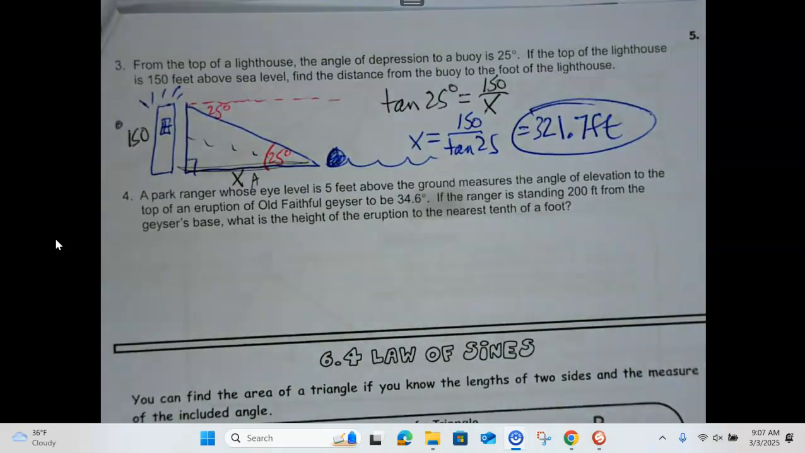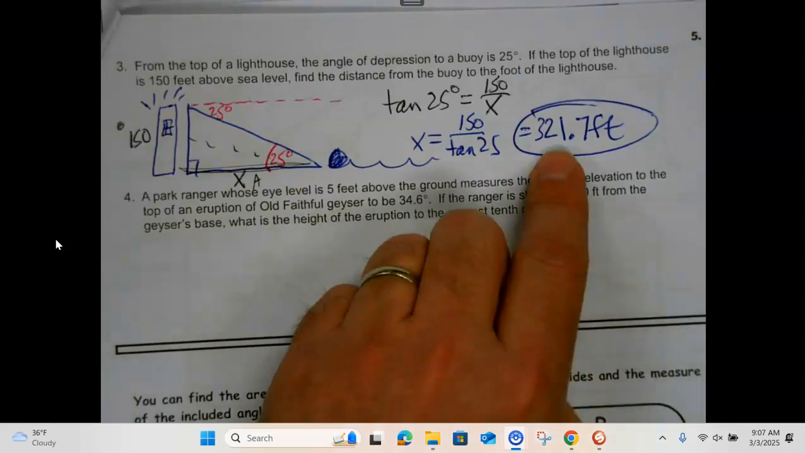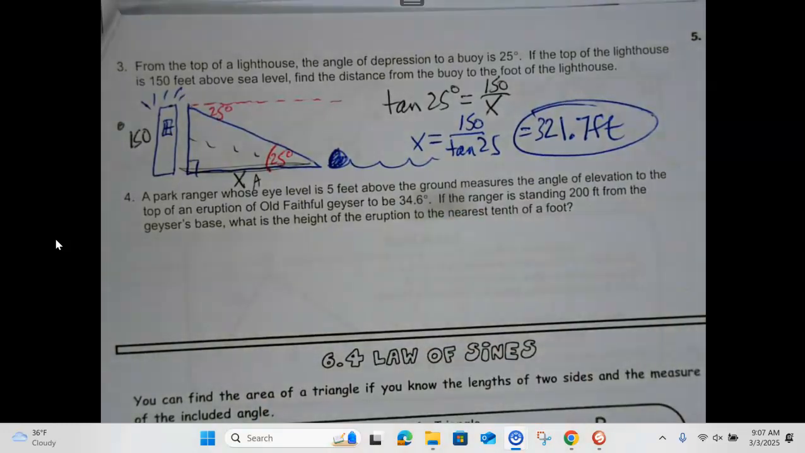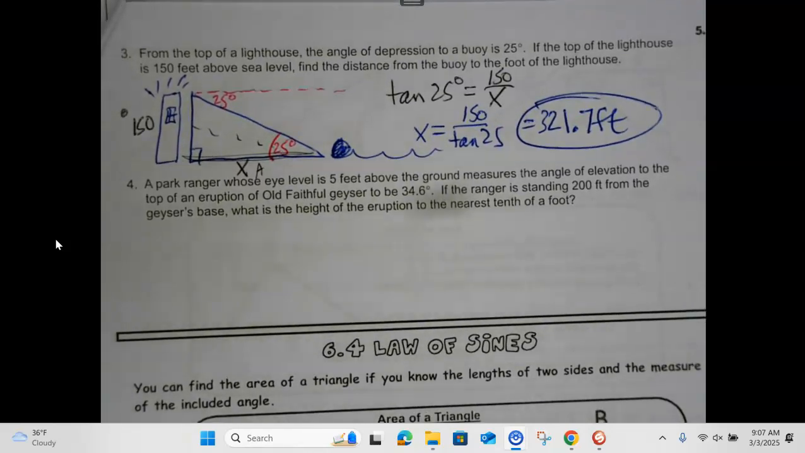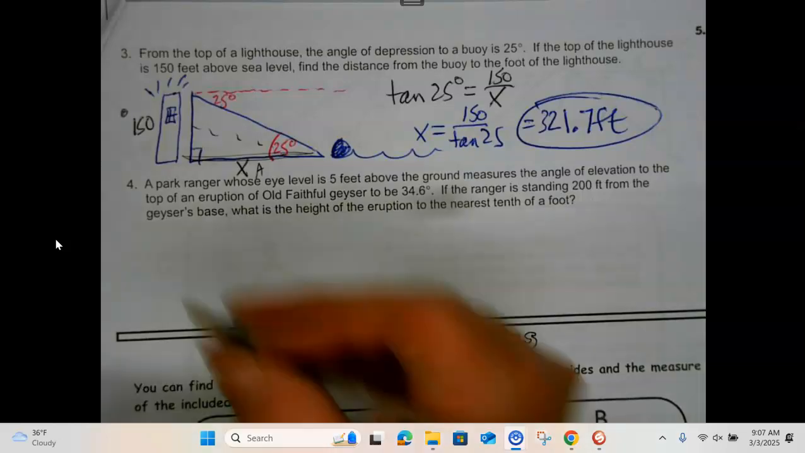And again, stop to think for a moment if your answer seems reasonable. If it's 150 feet tall, could it be 321? Sure. If I'd gotten 3.21, that probably is not going to work real well. So either my mode's off or something else like that. Why are we doing so many? They all end up the same way. Here comes the twist.